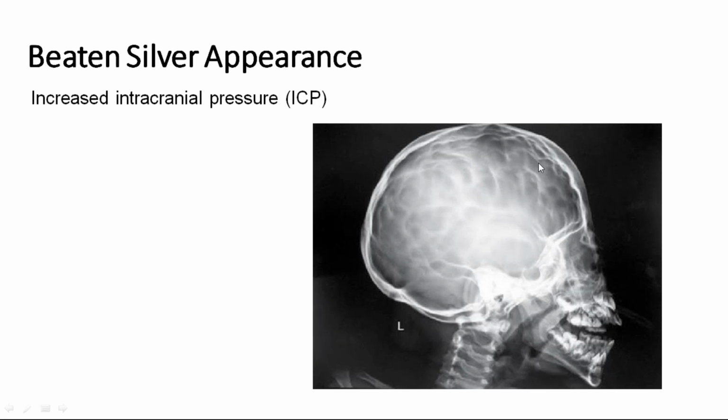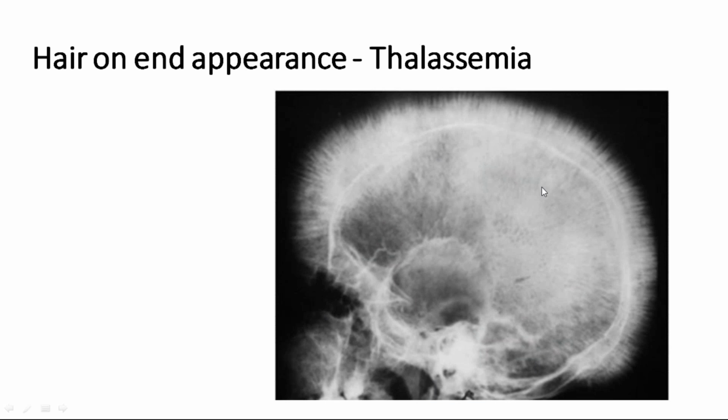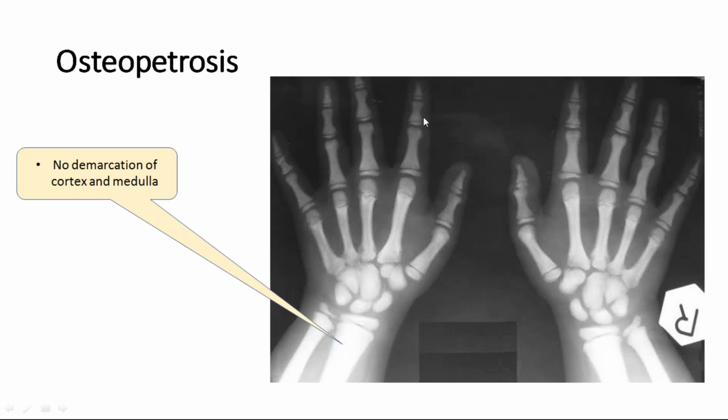Now, once the sutures are closed, you get this one. Otherwise, you just see widening of the sutures. So this is how we look at the beaten silver appearance. And this, all of you know, is the hair on end appearance, typical of thalassemia, caused by extramedullary hematopoiesis, the erythropoiesis.